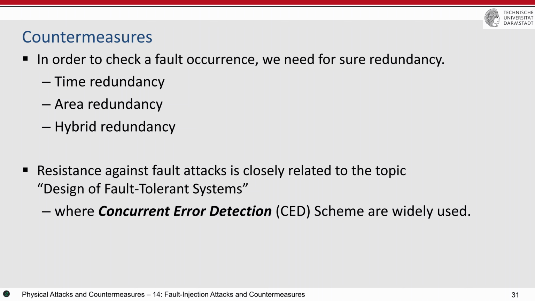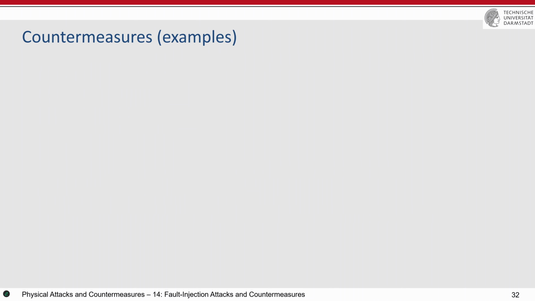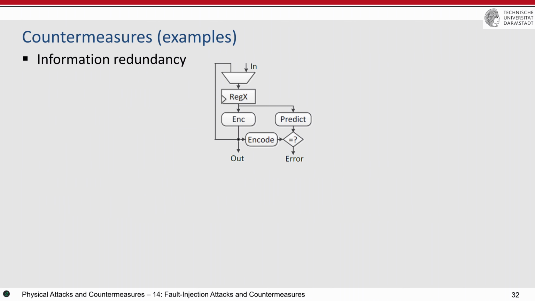In both cases, in resistance against fault attacks and also in fault-tolerant systems, the schemes usually used are called concurrent error detection, or CED, which try to detect or correct the fault during the runtime of the algorithm or the implementation. For example, here's something like information redundancy. Suppose we have a round-based implementation or any function here. I mean, it's encryption, but it can be anything.